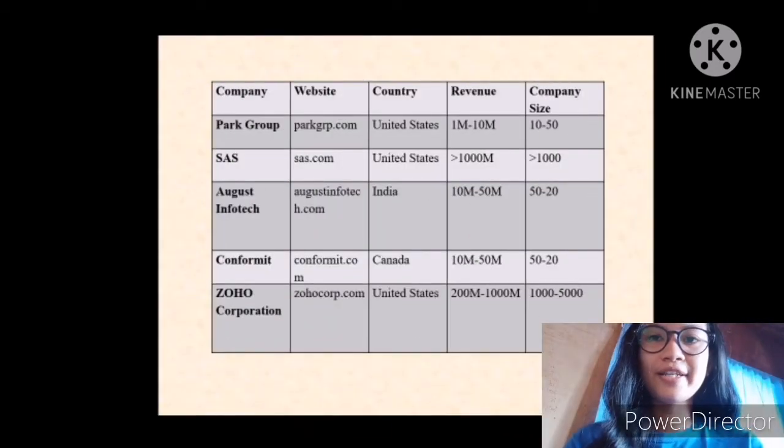Here are the company, website, country, revenue, and company size. Park Group uses Zoho Books, as do SAS, August Infotech, Conformit, and Zoho Corporation. Some of them came from the United States, India, Canada, and many more.